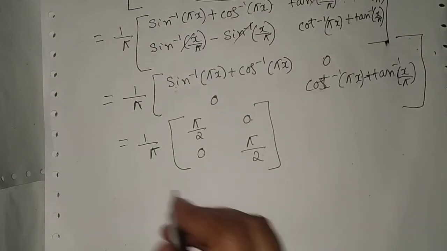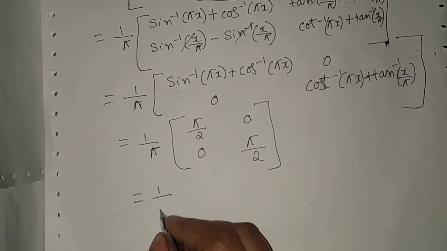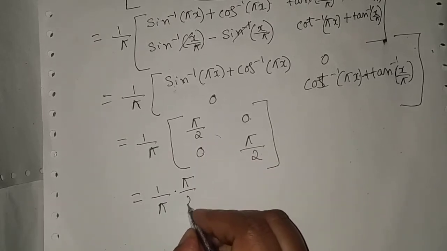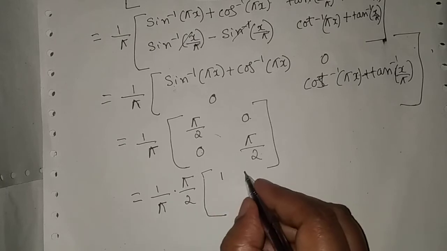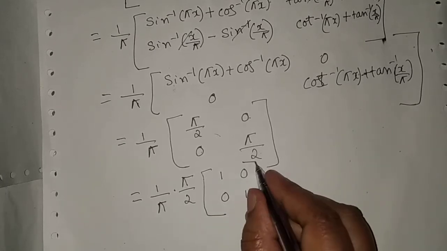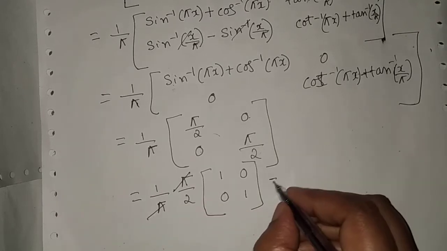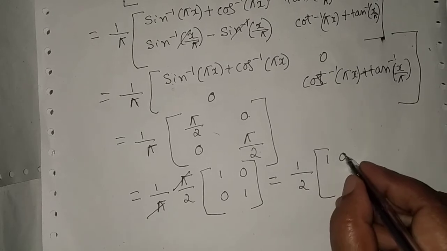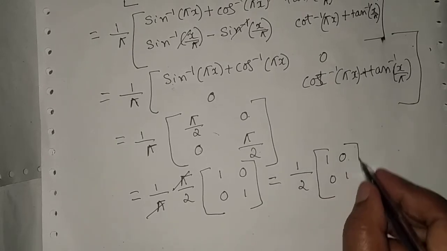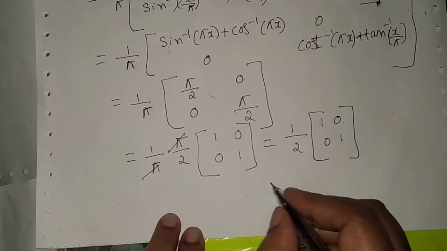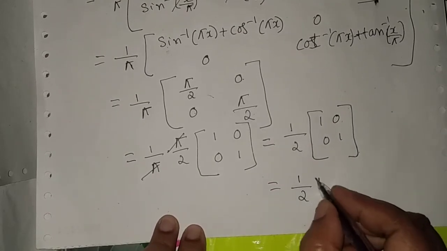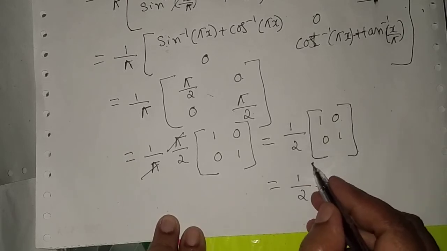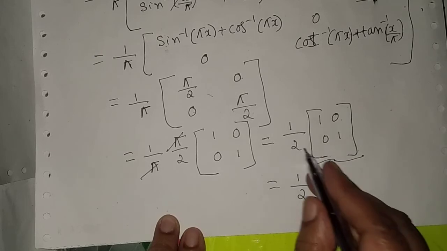So finally we'll take pi by 2 common outside, therefore 1 by pi into pi by 2. Then what remains, 1 0 0 1. Then pi cancels, finally we get 1 by 2 into 1 0 0 1. This is the answer. That is, we can write this as 1 by 2 into I. This is an identity matrix or unit matrix, can be written as I. So this is the answer.